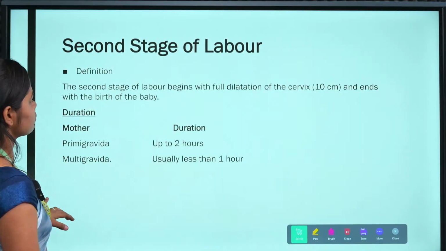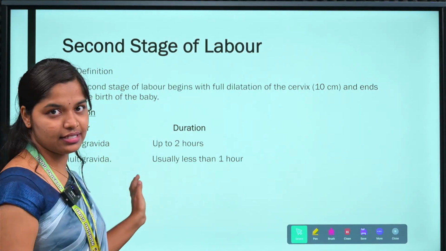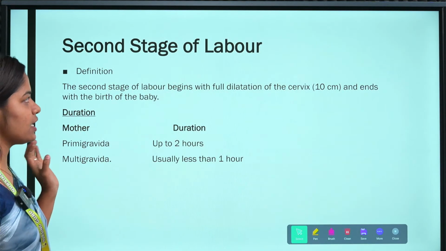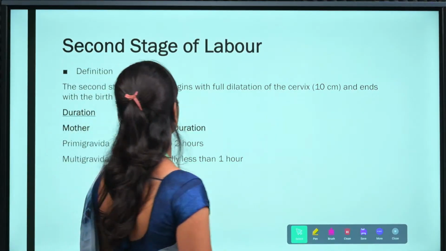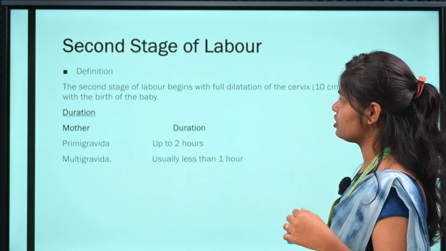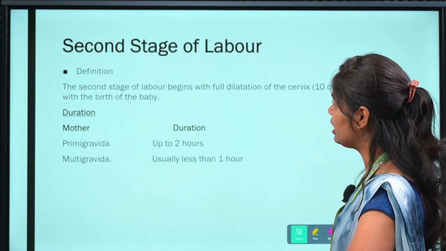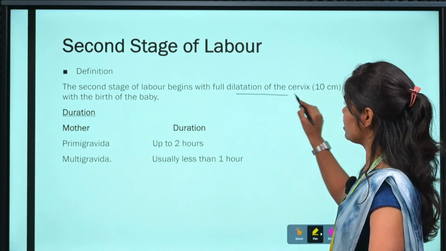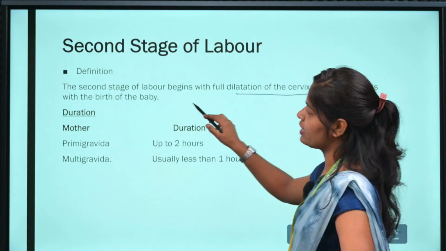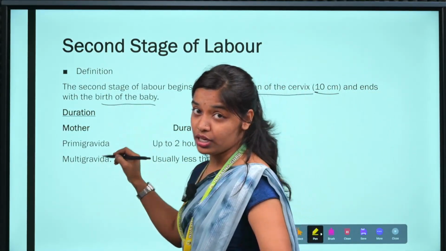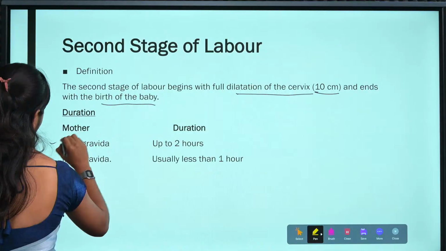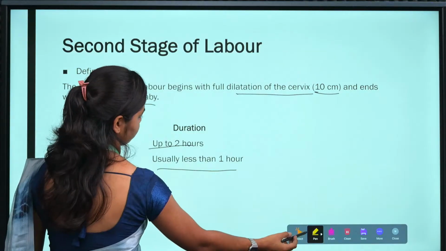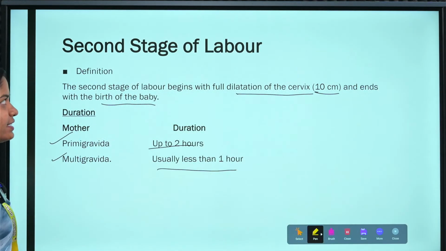These are all regarding the first stage, or the dilatation stage, as we call it. The second stage of the labor begins with full dilatation of the cervix, that is 10 centimeter, and ends with the birth of the baby. The duration for the second stage: for primigravida up to 2 hours, for multigravida less than 1 hour. This is regarding the second stage of the labor.